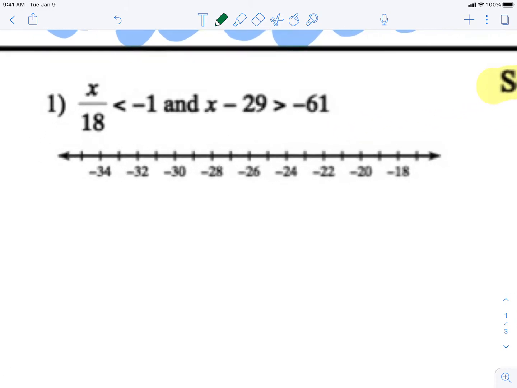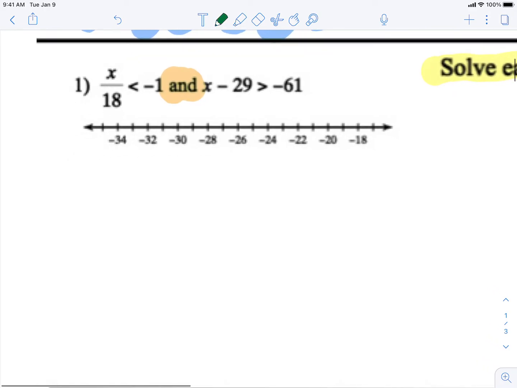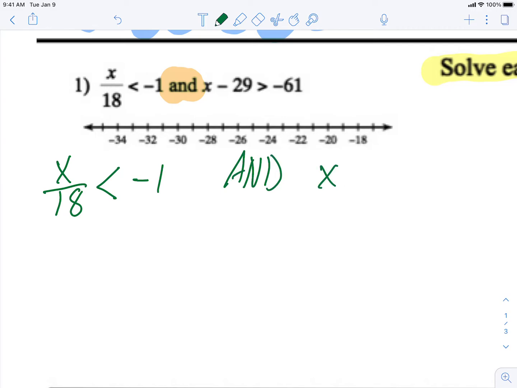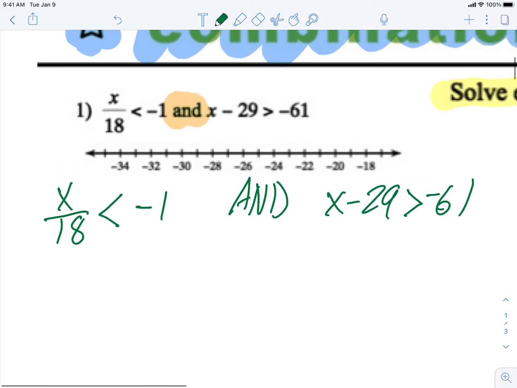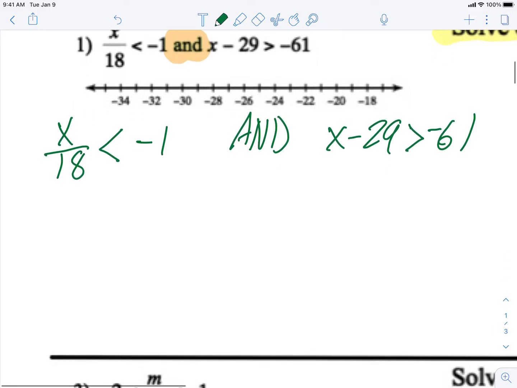As you can see here, I see an and there. That means that these are two problems. So let's do the two problems. x over 18 is less than -1. And x minus 29 is greater than -61. Look at that. And means two things. So we're doing two things. Let's do the first one here.